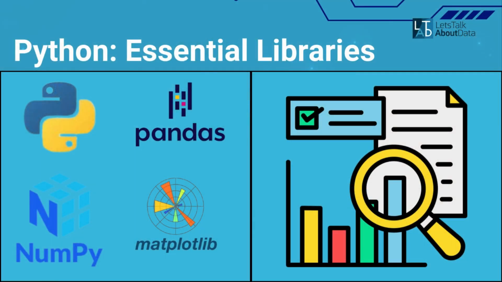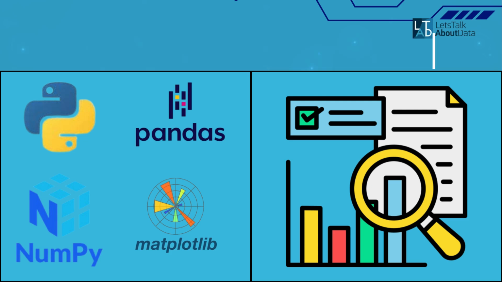Now it's time to get our hands dirty with the essential tool, Python. Python is the go-to language for data science, thanks to its simplicity and powerful libraries. Today I will be guiding you through the basics and diving into three key libraries: Pandas, NumPy, and Matplotlib. So let's fire up our Python environments and get started.